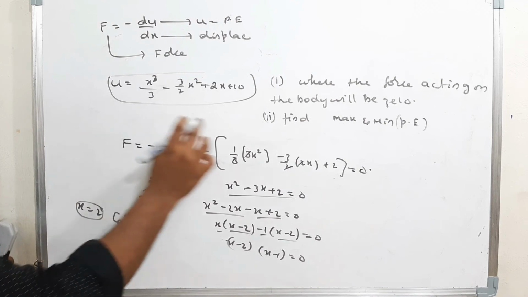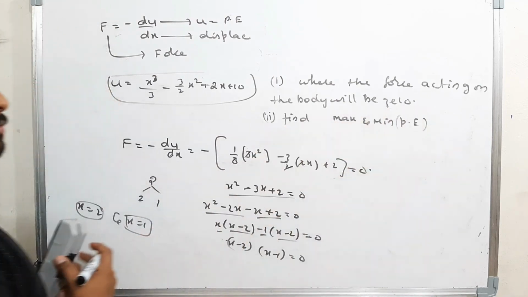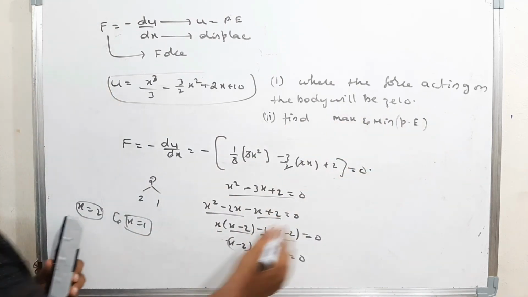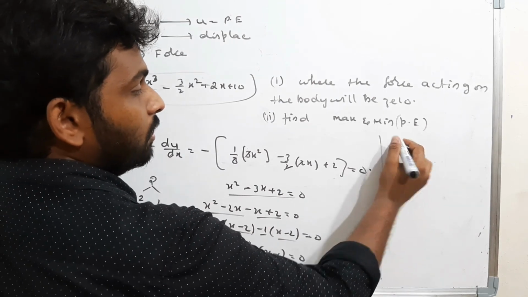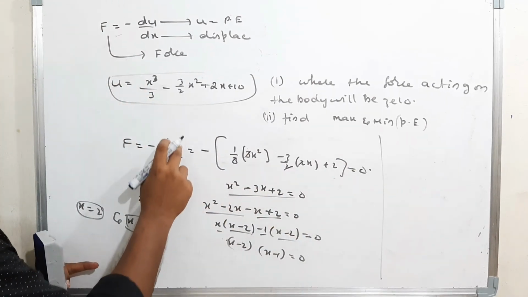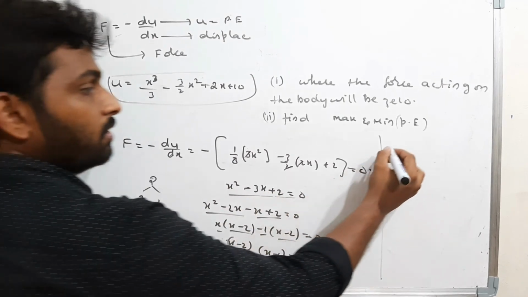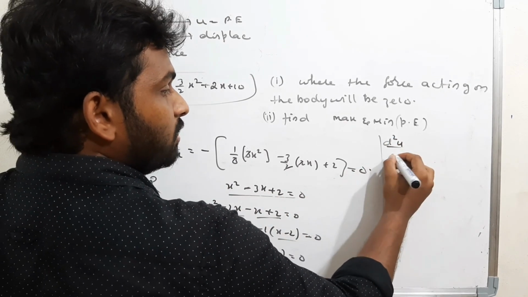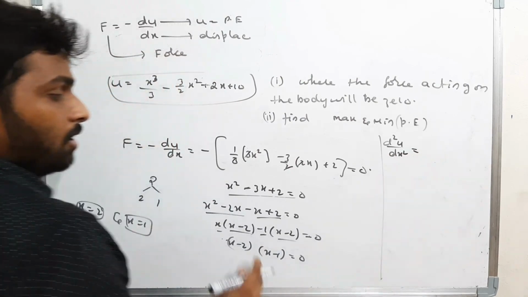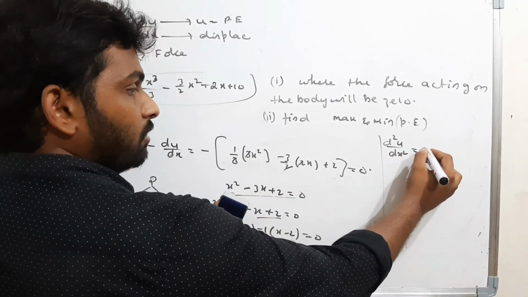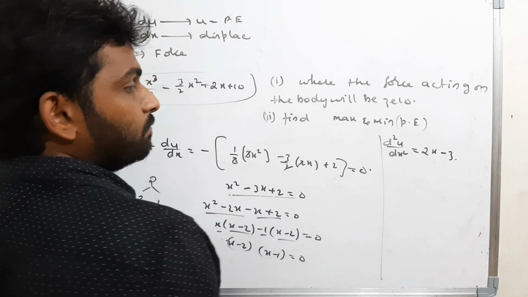Now they told us to find the maximum and minimum values of potential energy. Now how to find the maximum potential energy? Therefore what I have to do: I got du by dx, which is x square minus 3x plus 2. Therefore the double differentiation, d square u by dx square, is 2x minus 3.